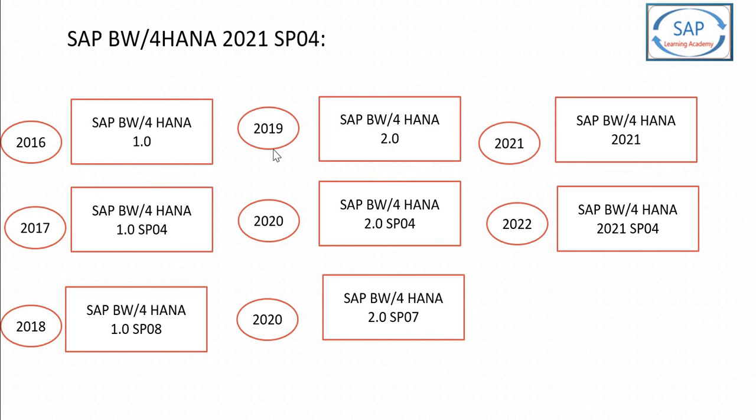Then in 2019 there was a major change. 2.0 was released for BW for HANA. And here, from 1.0 to 2.0, the major changes in modeling were shifted.